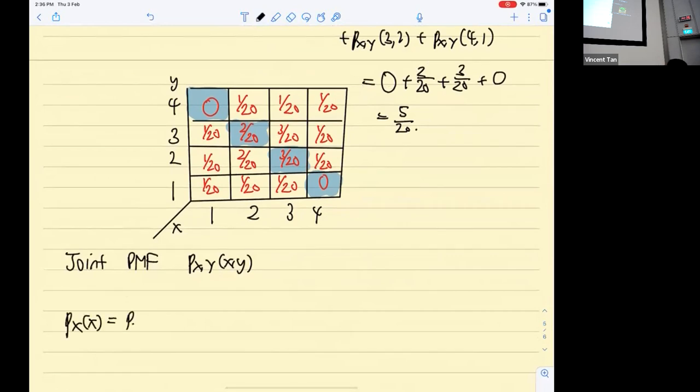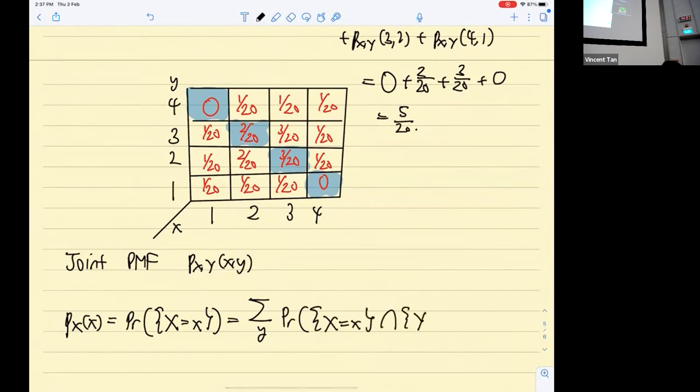Now recall that this probability mass function is nothing but the probability that X is equal to x. But this can be obtained by summing over all possible values of y, the probability that X is equal to x intersect Y is equal to y. You know why that's the case? What are we using here? We are using a theorem. It's the sum theorem that we actually employed many times during the lectures and the tutorials.